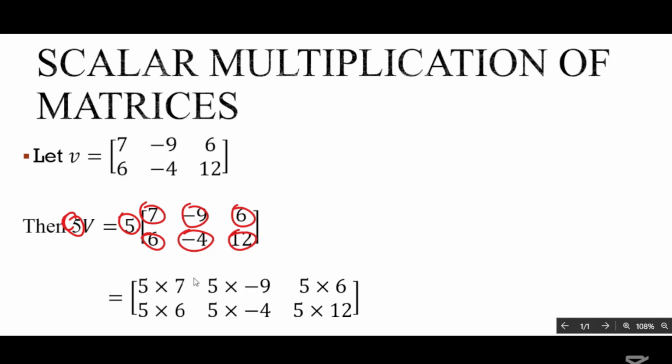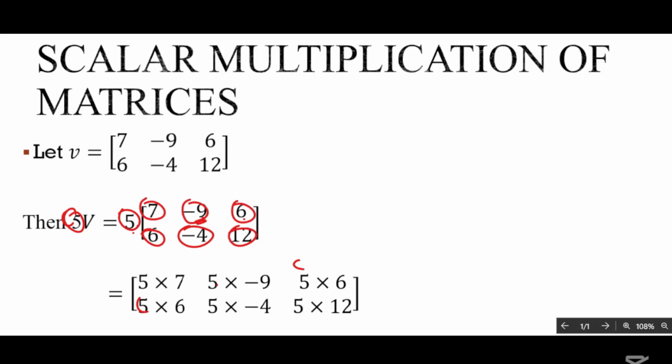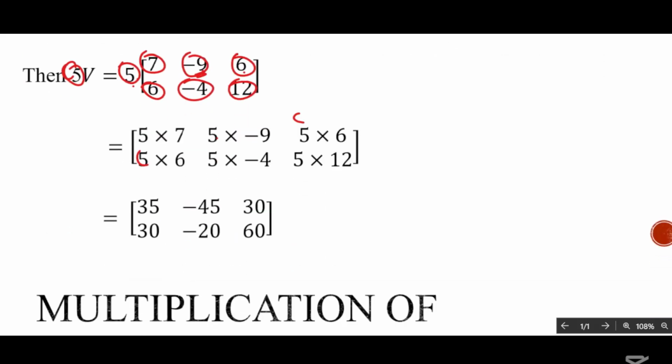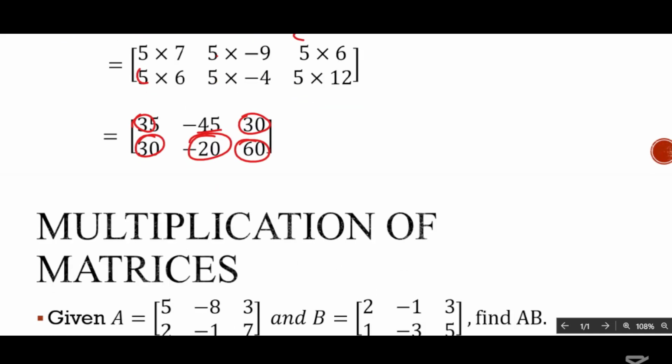So 5 times 7 is 35, 5 times negative 9 is negative 45, 5 times 6 is 30, 5 times 6 again is 30, 5 times negative 4 is negative 20, and 5 times 12 is 60.